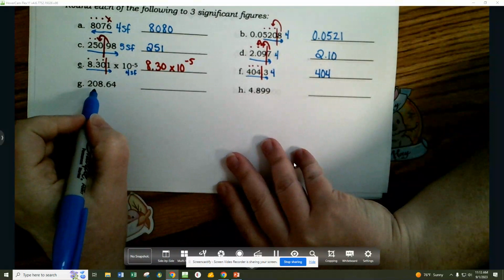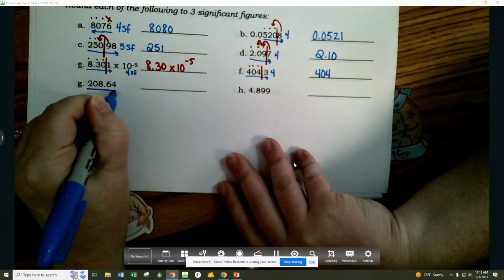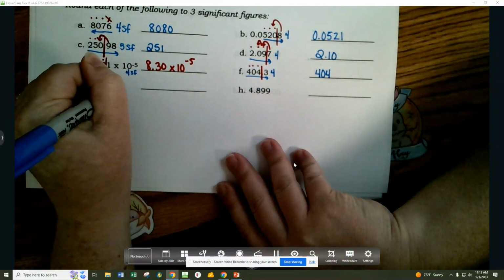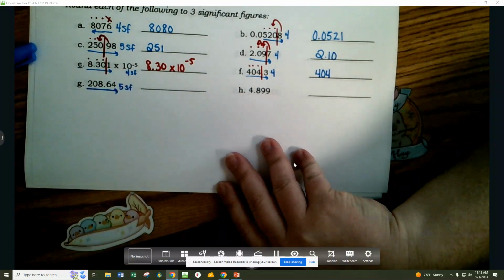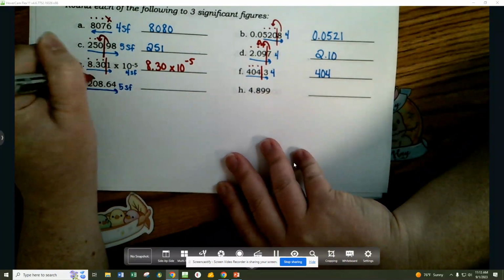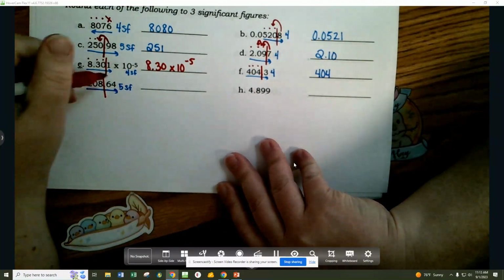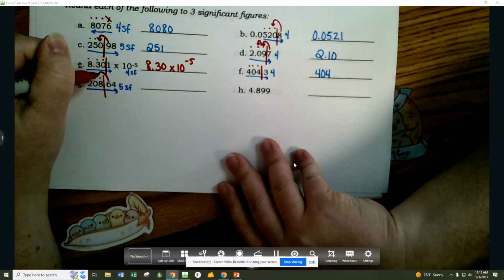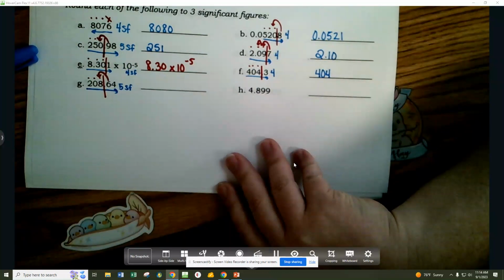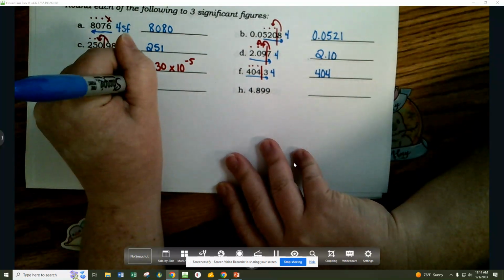All right, we have 208.64. Pacific rule is going to give us, in total, 5 sig figs. We can keep the 2, the 0, and the 8. Everything else we're going to eliminate. And if you look, that 6 coming after is going to round. So our final answer, once we have rounding, is going to be 209.